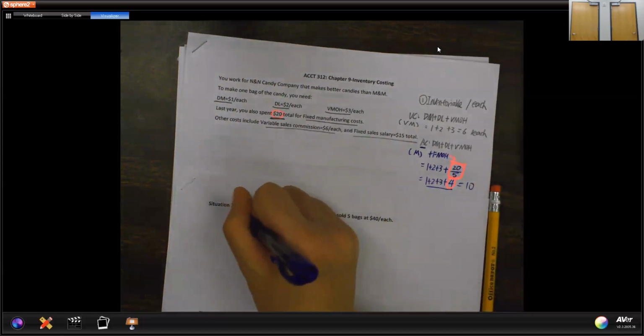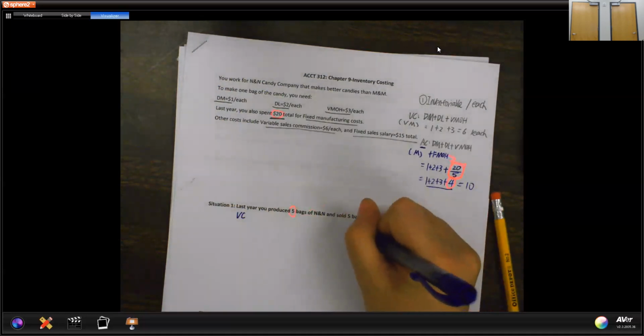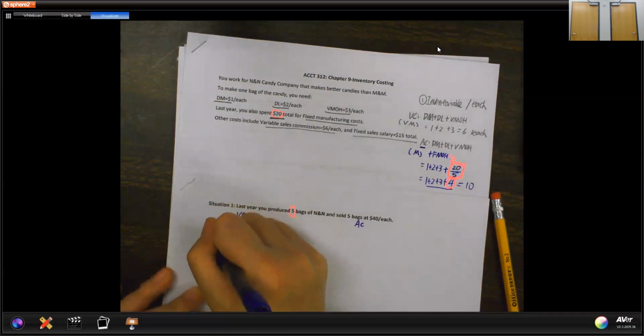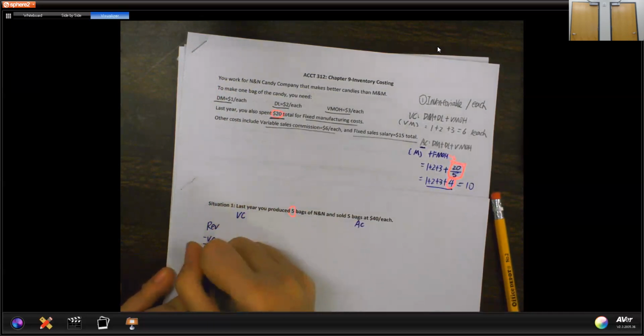Okay, so that's the first step, and then it asks you about your operating income. So I'll do this quickly, and if you already have the notes, that's good. If you don't, then you can just go with me very quickly. The first year is kind of straightforward. It's the variable costing, and then we have our absorption costing. It's always your revenue minus your variable cost gives you contribution margin, subtract fixed cost gives you operating income.